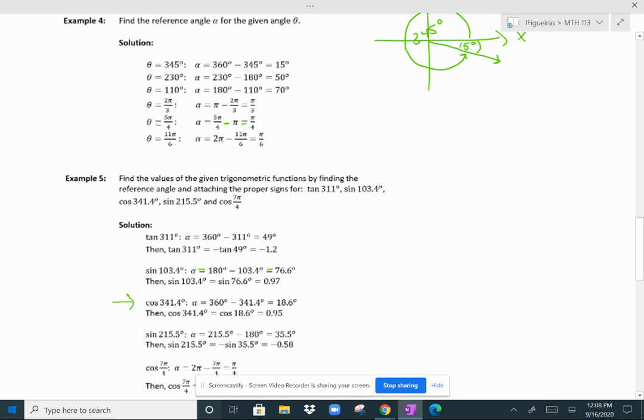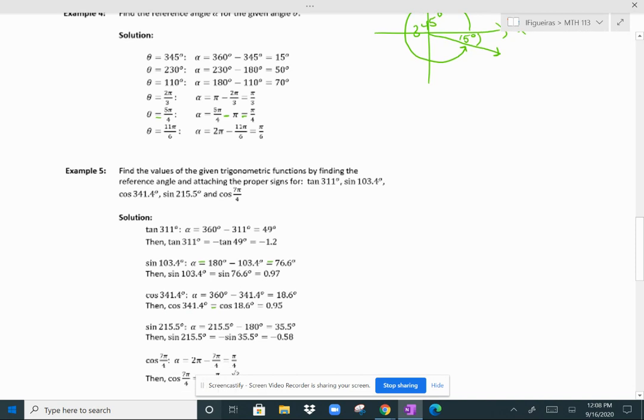All right, so now we are evaluating the cosine of 341.4. That's also in quadrant 4. So my reference angle is 360 minus 341.4. So my reference angle is 18.6 degrees. So cosine is positive in quadrant 4, and it is also positive in quadrant 1. Therefore, the cosine of 18.6 degrees and 341.4 will actually give you the same answer, which is 0.95.